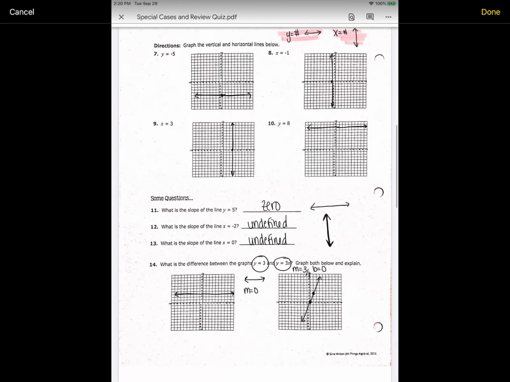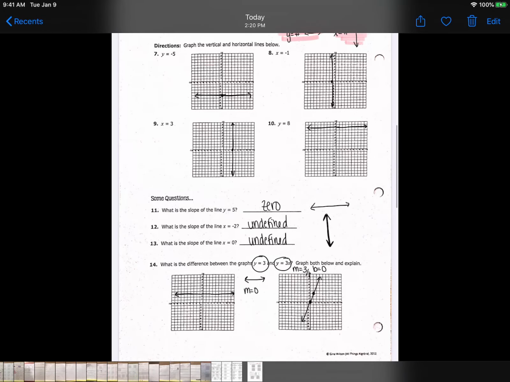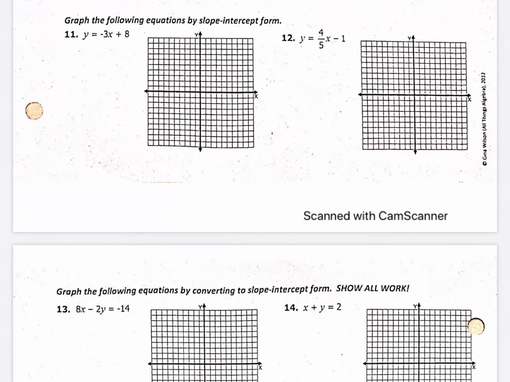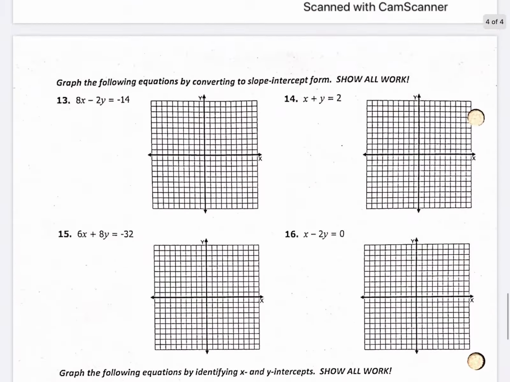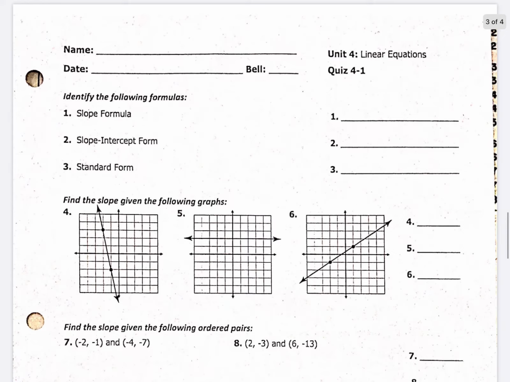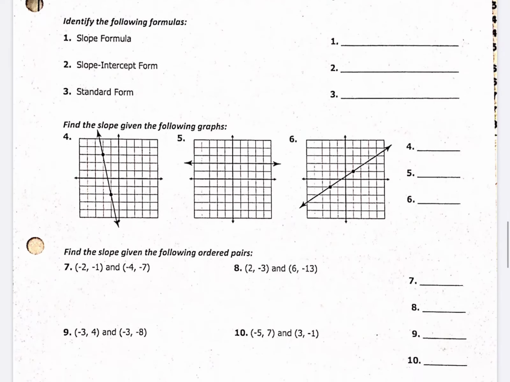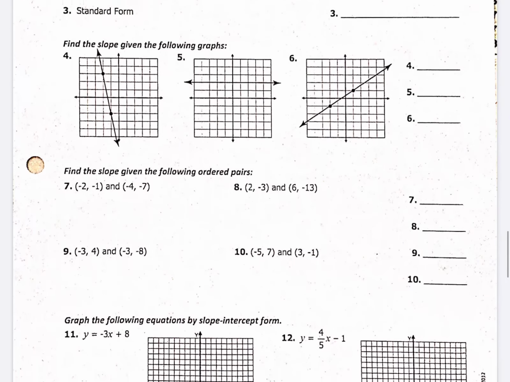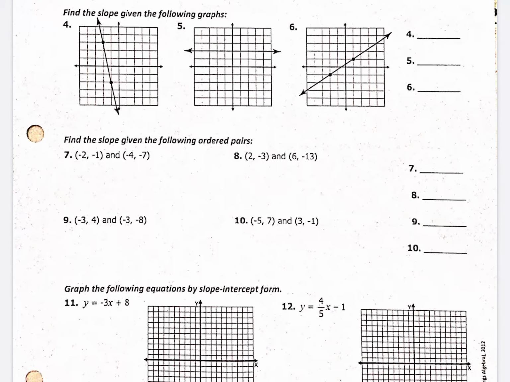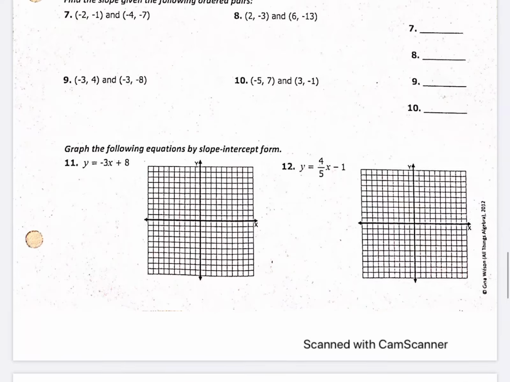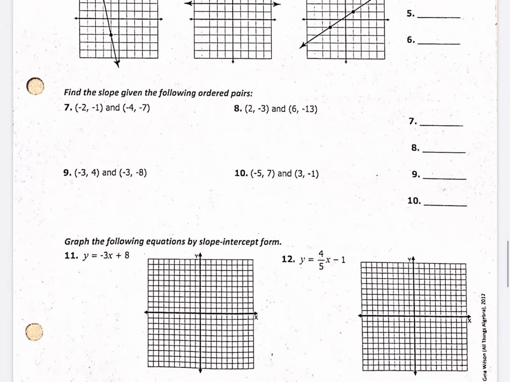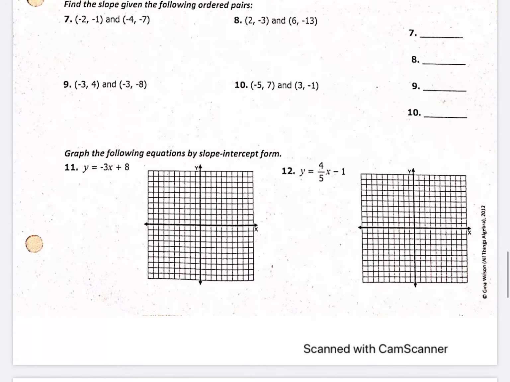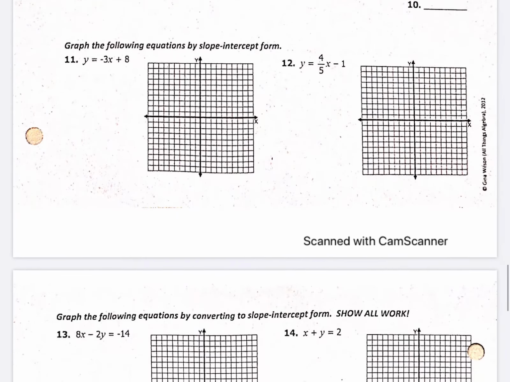The next thing, your assignment for this week, or today actually, is the practice. It's like a quiz. I think it's called a quiz. It says Linear Equations Quiz 4-1. You're going to identify the slope formula, slope-intercept form, standard form, and use your notes to help you answer these questions, okay? So this is just a review on finding slope, rise over run, given 2 points, using the formula, y2 minus y1 over x2 minus x1.